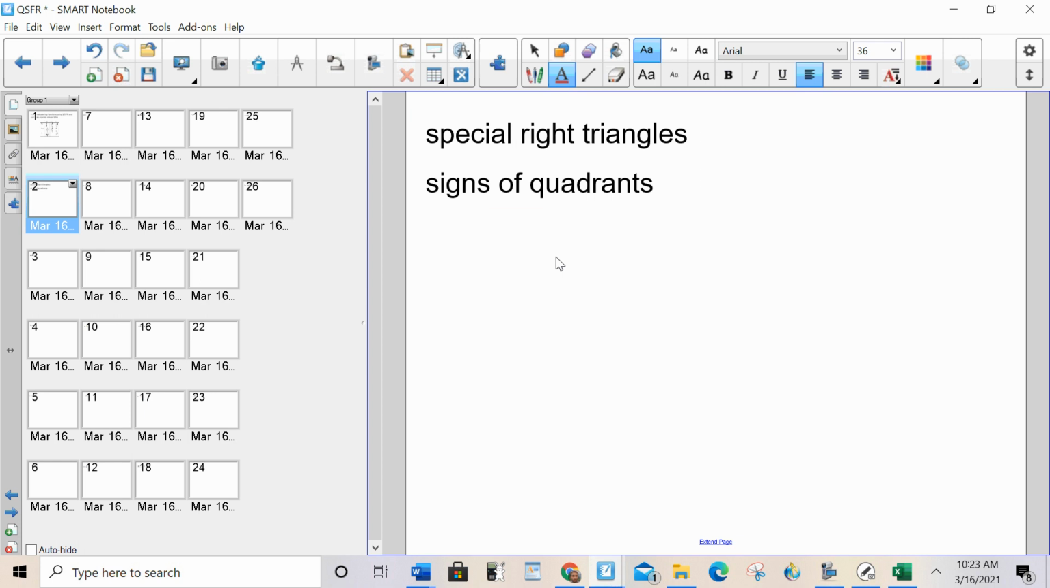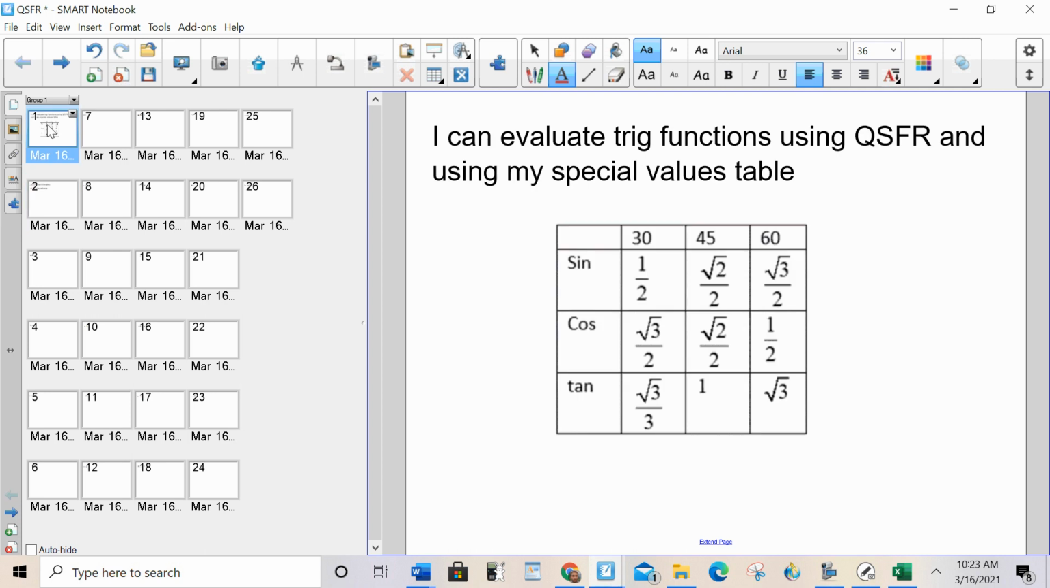The special right triangles, it's not the end of the world if you don't have that. We're going to kind of just build off of that. But you definitely need the signs of quadrants lesson in order to do this one. So, this little table of values, I'm going to derive it for you. I'm going to show you where it comes from. But at the end of the day, you just need to have this thing memorized. It's as simple as that. I'm going to also show you how you can go about memorizing it, some little tips and tricks for that.